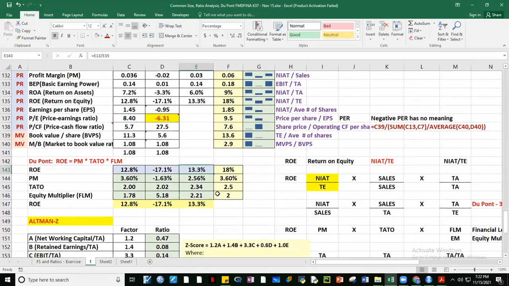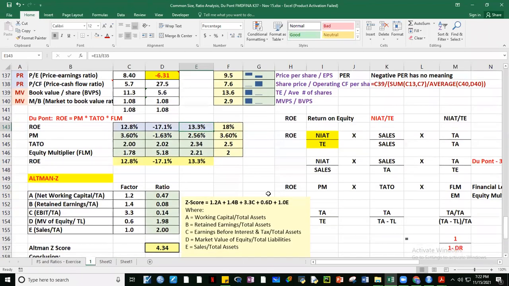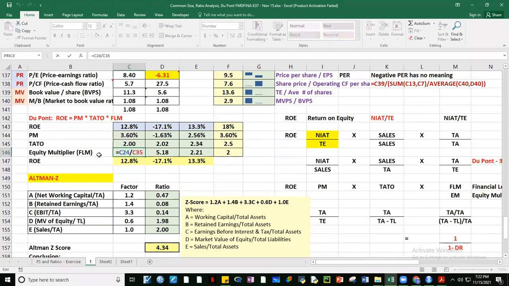No? I-copy natin. Tapos yung Tato natin, meron na rin dun sa asset management natin ito. Sa Tato, 2.02, 2.34. Okay? Yun. Tapos yung equity multiplier, ito na lang yung formula natin: total assets over total equity. So this is your total assets divided by your total equity. Okay. So with that guys, meron na tayong equity multiplier dito or FLM.